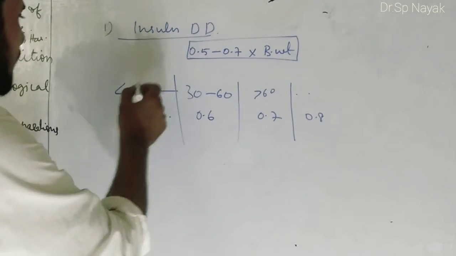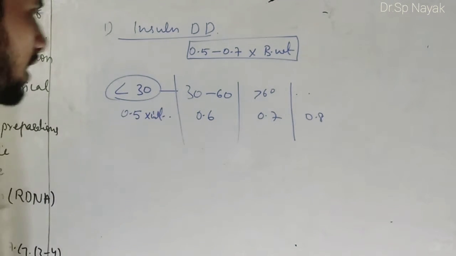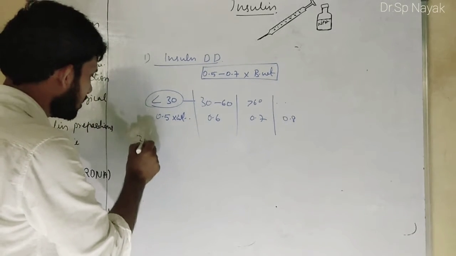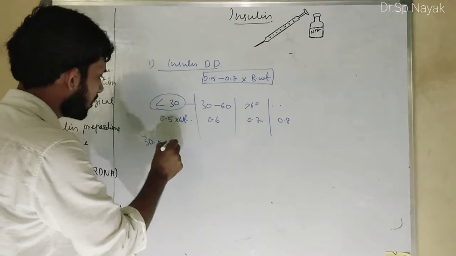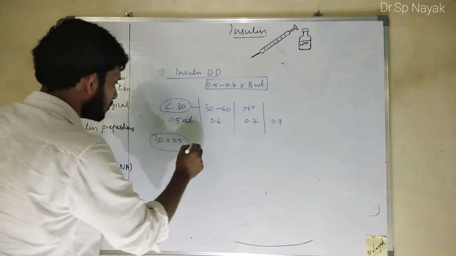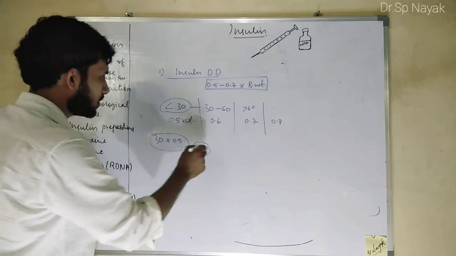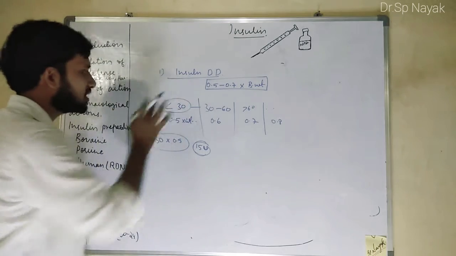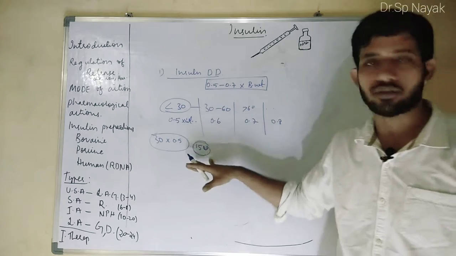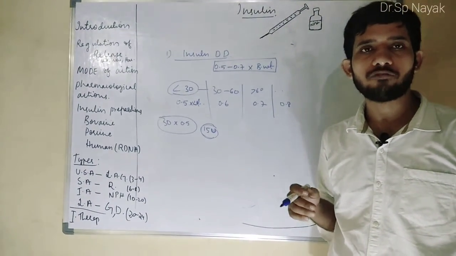For example, a patient is having body weight of 30 kgs and we have to calculate his total daily dose. So 30 into 0.5 is nothing but his total daily dose. So what will be the answer? It will be 15 units. So for a patient who has 30 kgs of body weight, his total daily dose will be 15. So he requires 15 units of insulin for the whole day.